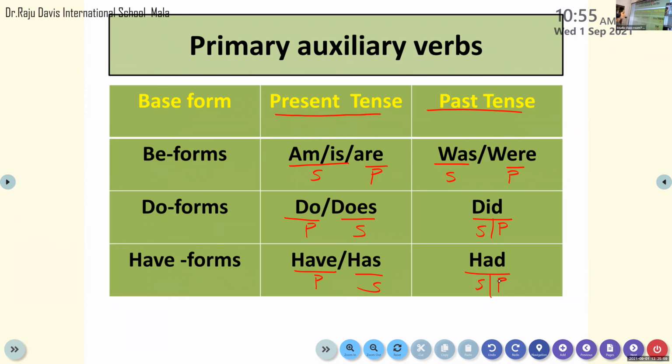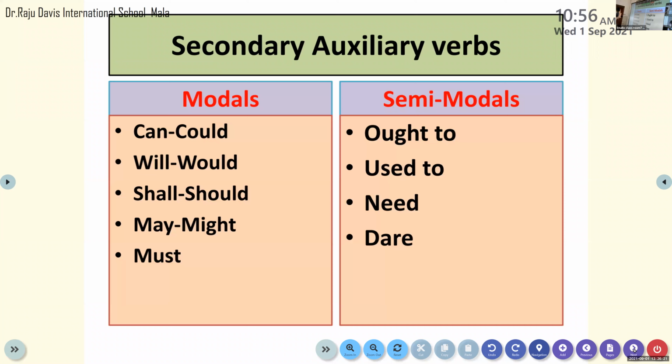Please note it. Last time, a few children raised a few doubts regarding do and does. Make sure do is plural, does is singular. Has is singular, have is plural. Am is singular. Was singular, were plural. Had is singular and plural. Okay.